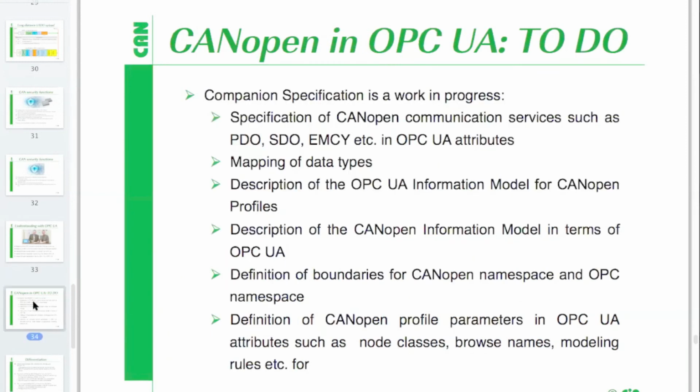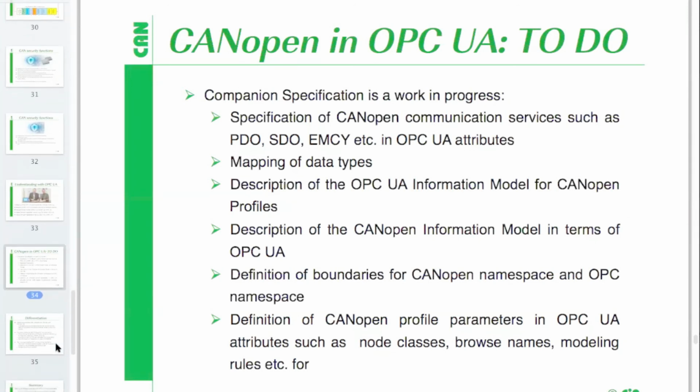Well, regarding OPC, there are still some things to do. We actually have a first working draft, but it's still a work in progress. So there are plenty of things to map, CANopen data and OPC information model, in how to bring this into terms of OPC. We have to define the requirement restrictions to see which restrictions will be applied in this case. These are the things we have to do still jointly with OPC Foundation.